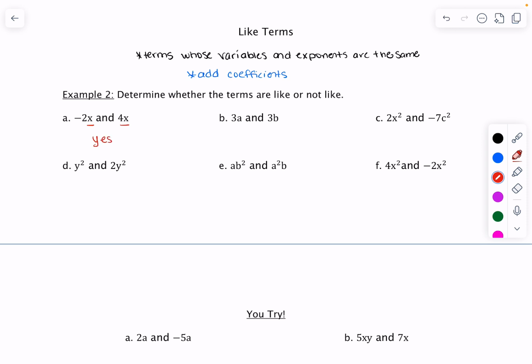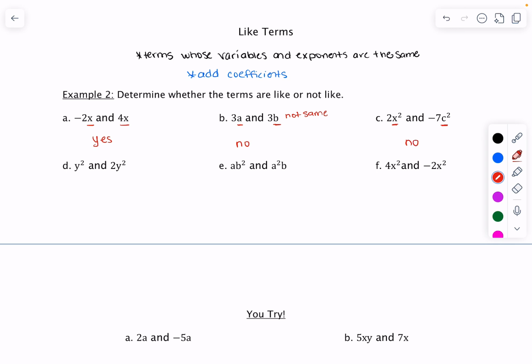Okay, how about B? 3a and 3b. I've got an a here and a b here. Those are not the same. So these are not like. For letter C, I've got an x squared and I've got a c squared. While they both are squared, that means that those are the same. X and c are not the same, so that is a no, they are not like terms.